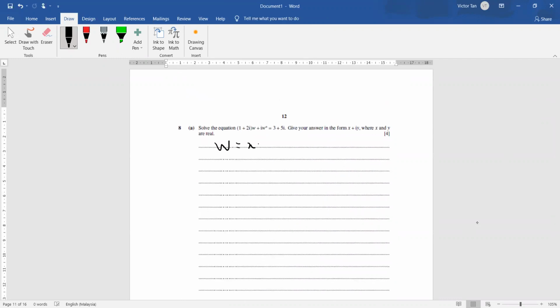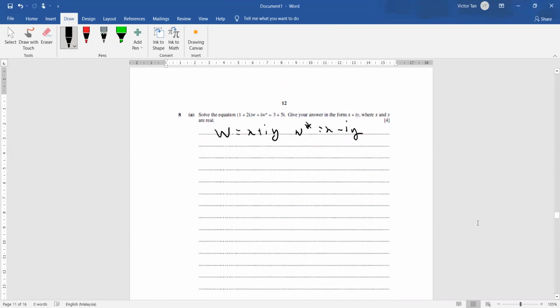w equals x plus iy. So w conjugate will be x minus iy. You're asked to find what is w.